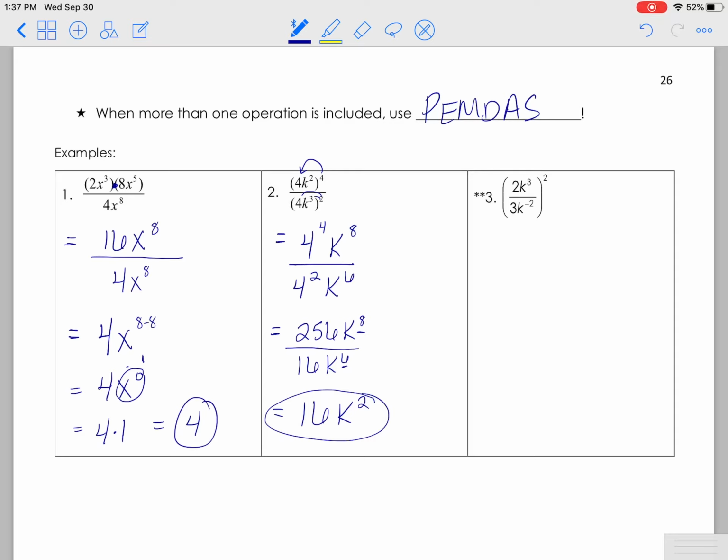All right, go ahead and pause number 3. Give it a try. All right, if you're confused, that's okay. If you think you've got it.